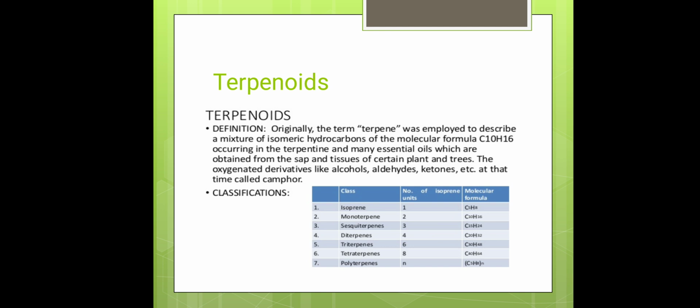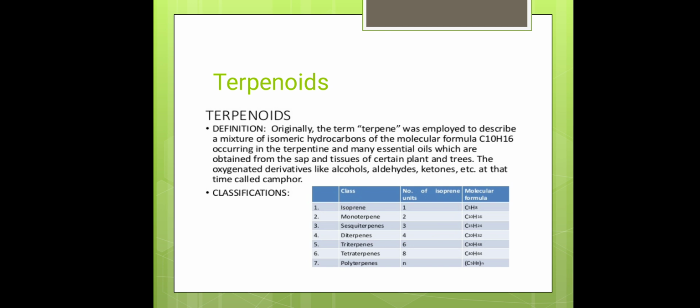Then the classification of terpenoids: the first is isoprene, then monoterpene, sesquiterpene, diterpene, triterpene, tetraterpene and polyterpene. The number of isoprene units in isoprene is 1, in monoterpene 2, in sesquiterpene 3, in diterpene 4, in triterpene 6, in tetraterpene 8, and in polyterpene n.